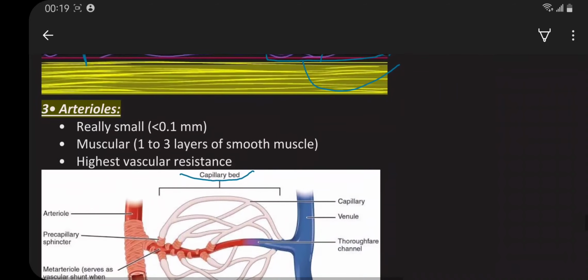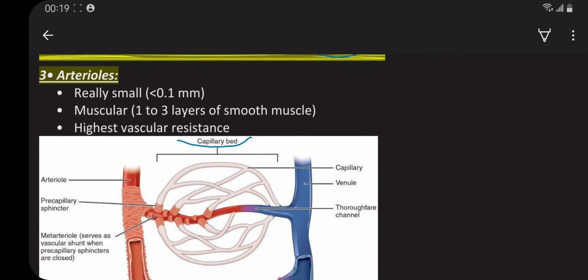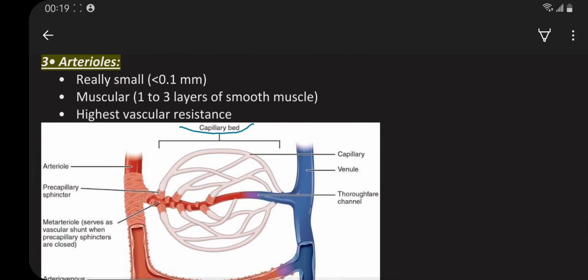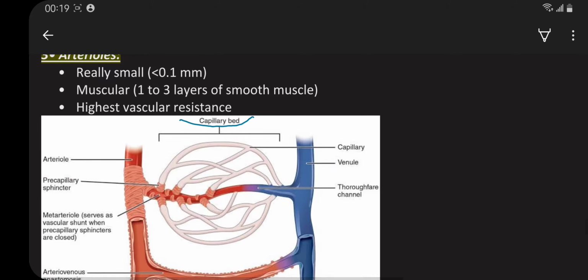Now let's go to the third type of the super small arteries, which are the arterioles. So these are really small. They're smaller than 0.1 millimeters. We always find them inside of the organs. These are muscular, so they have 1 to 3 layers of smooth muscle cells.